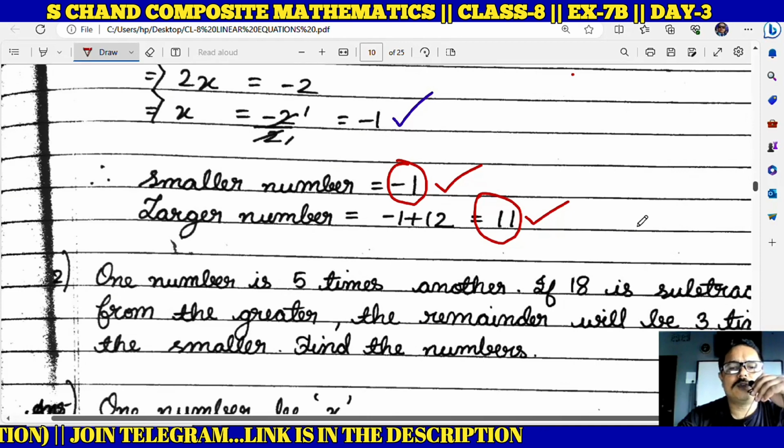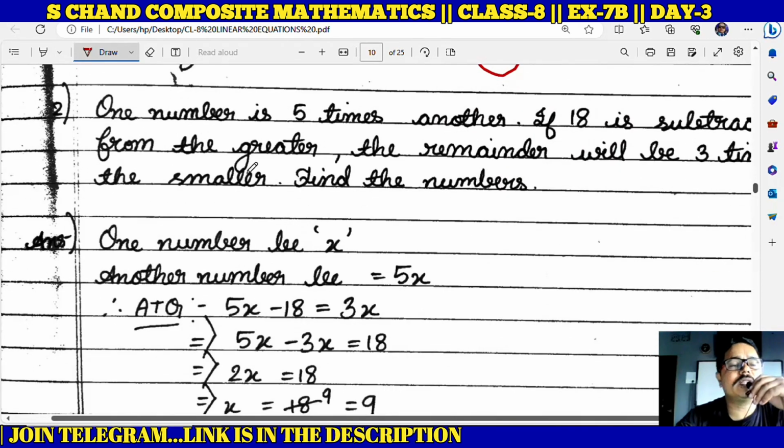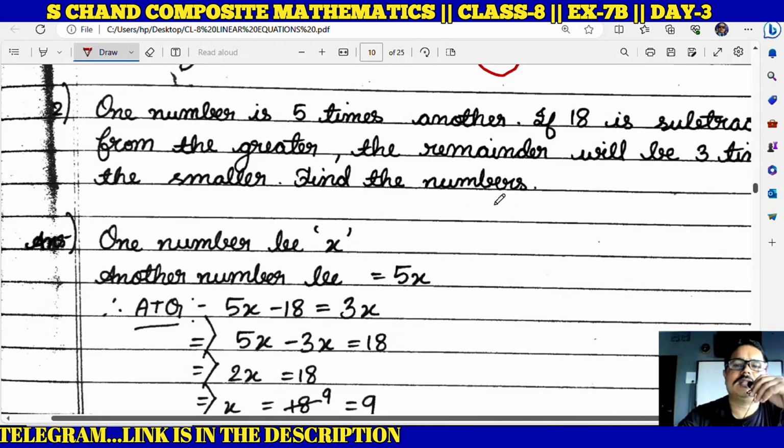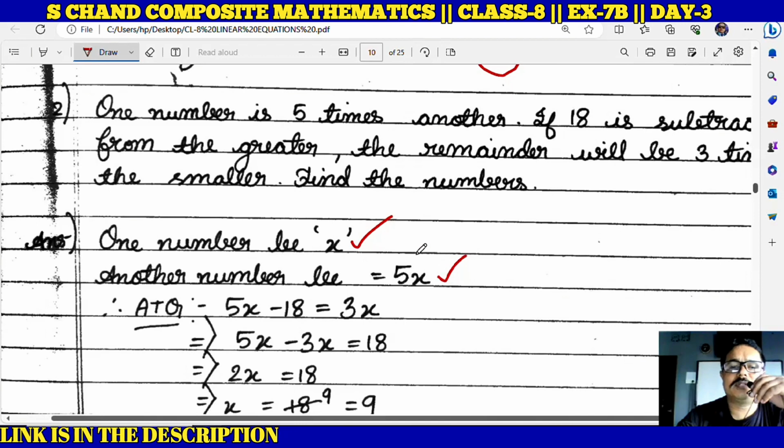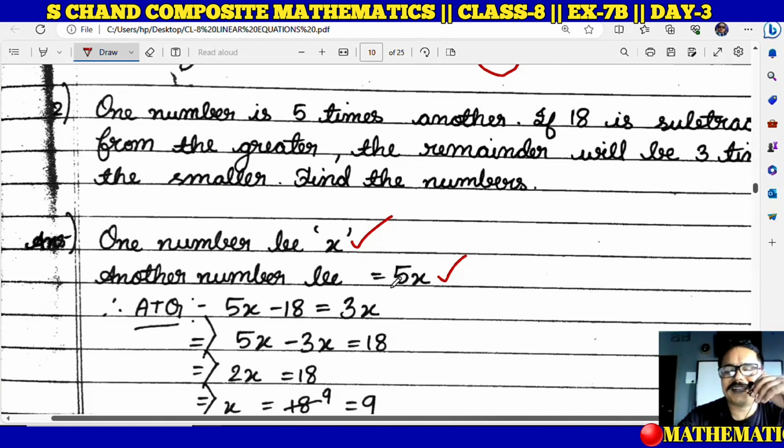Okay, so I hope you have understood this. Next question is, one number is 5 times the other number. So let the first number be x, then the second will be 5x, because it is 5 times the one number. So if 18 is subtracted from the greater number, now it is clear here that among x and 5x, 5x obviously is the greater number, not x. So if you subtract 18 from 5x, the remainder will be 3 times the smaller number. That means whatever remains will be 3 times the smaller number, so 3 multiplied by the smaller number, that will be 3x.